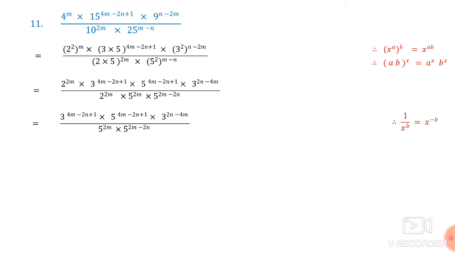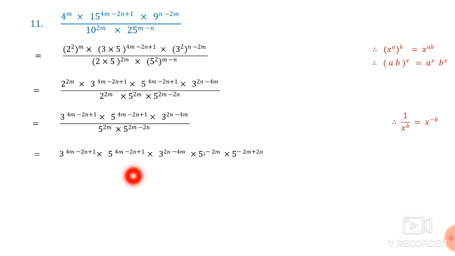Okay, here we can shift all the terms from denominator into numerator so that the like terms can be solved together. So when shifting these two terms from denominator into numerator, 5 exponent 2m will become 5 exponent minus 2m. This is 5 exponent 2m minus 2n. It is now 5 exponent minus 2m plus 2n.